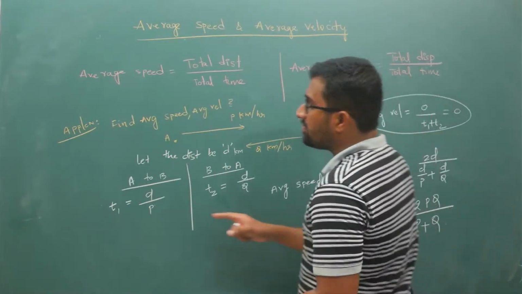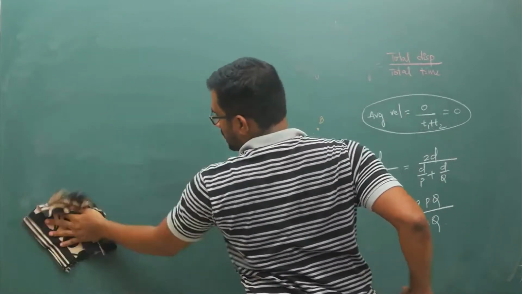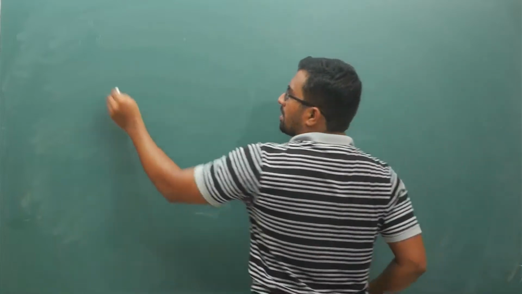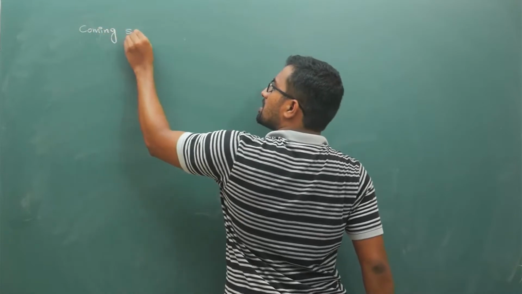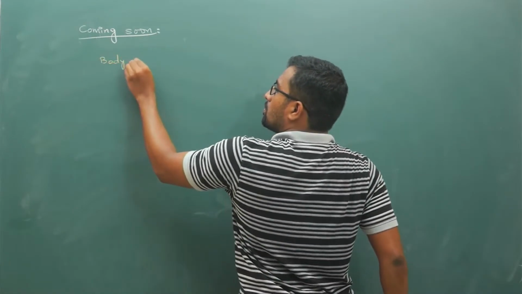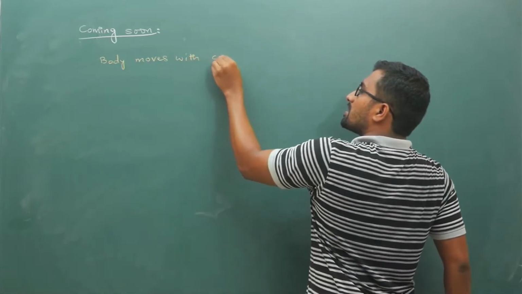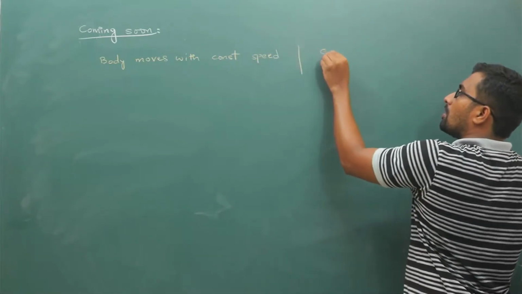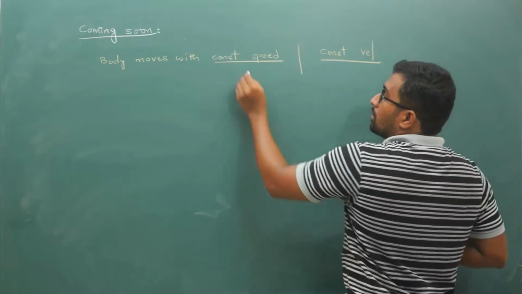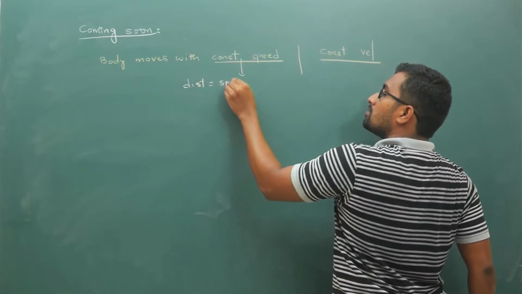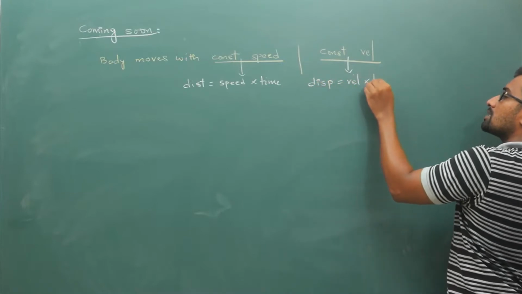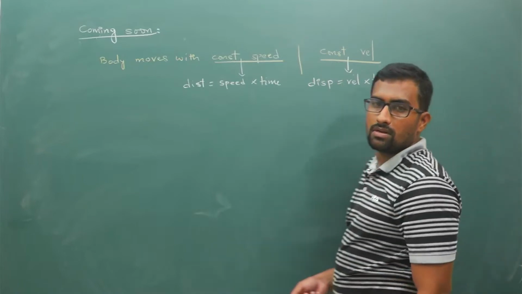How to calculate average speed and average velocity, I will tell you in the coming lectures. For now I want you to understand that when a body moves with constant speed or constant velocity, in case of constant speed you can write distance is equal to speed into time, and in place of constant velocity you can write displacement is equal to velocity into time. Constant speed means the body will not have any acceleration.